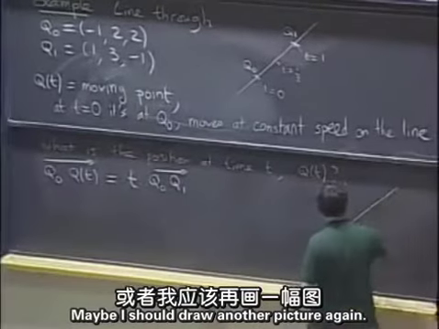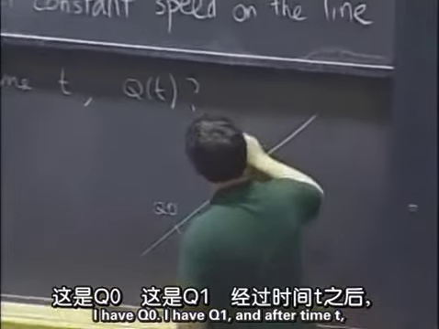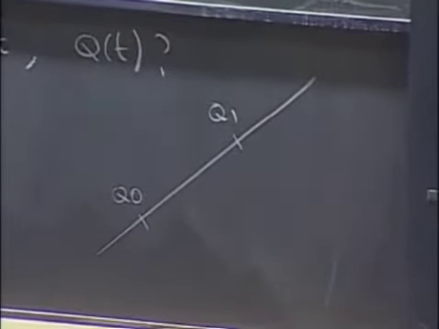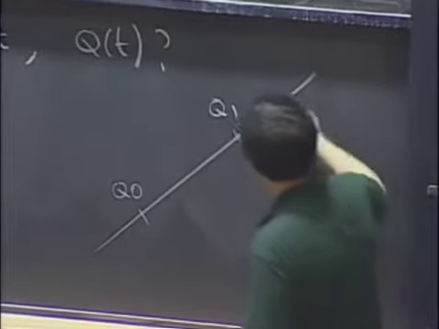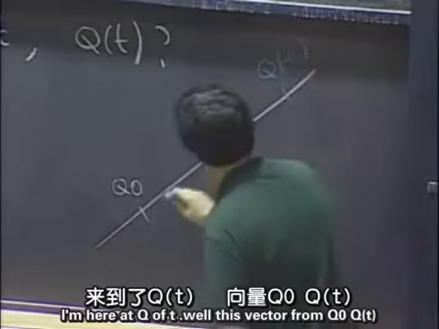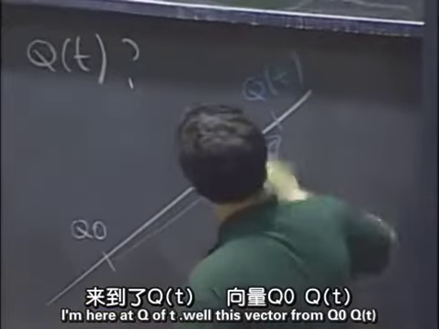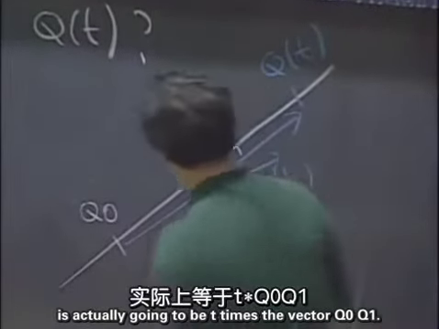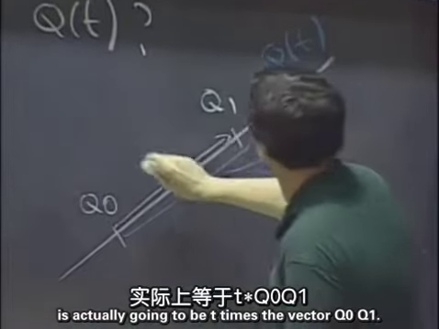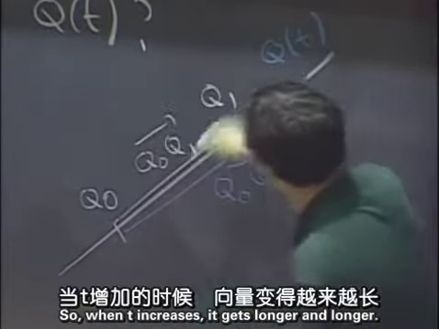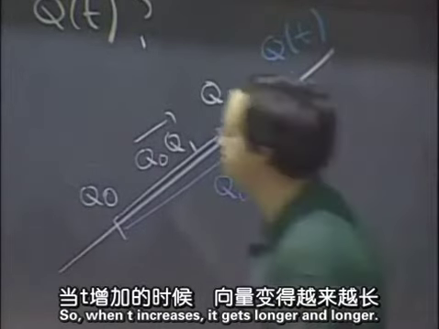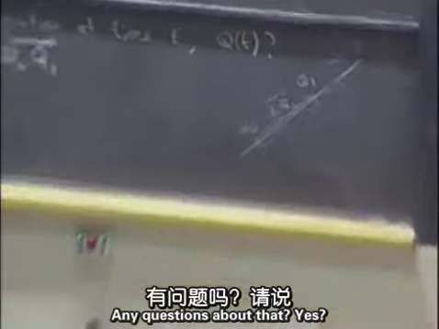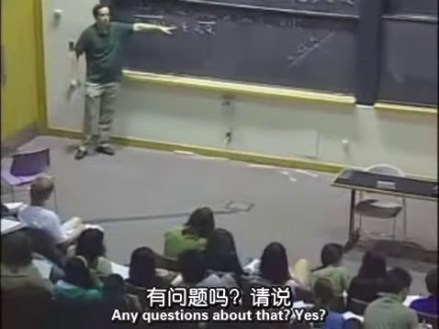Maybe I should draw another picture again. I have q0, I have q1, and after time t, I'm here at q of t, where this vector from q0 to q of t is actually going to be t times the vector q0q1. When t increases, it gets longer and longer. Okay? So, does everybody see this now? Is that okay? Any questions about that?